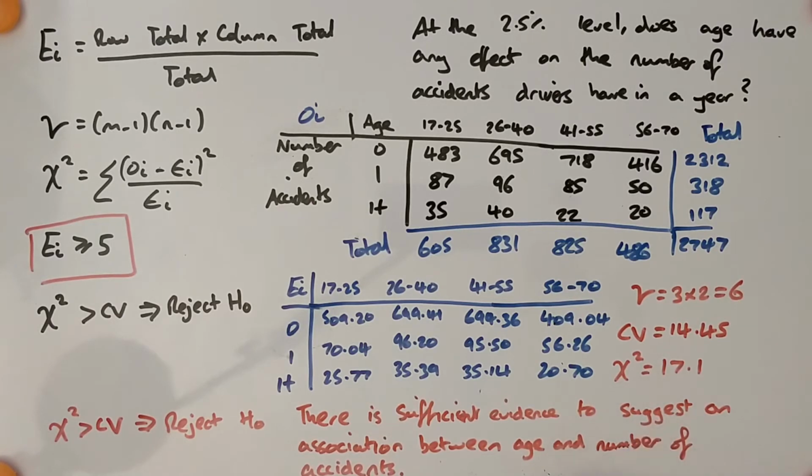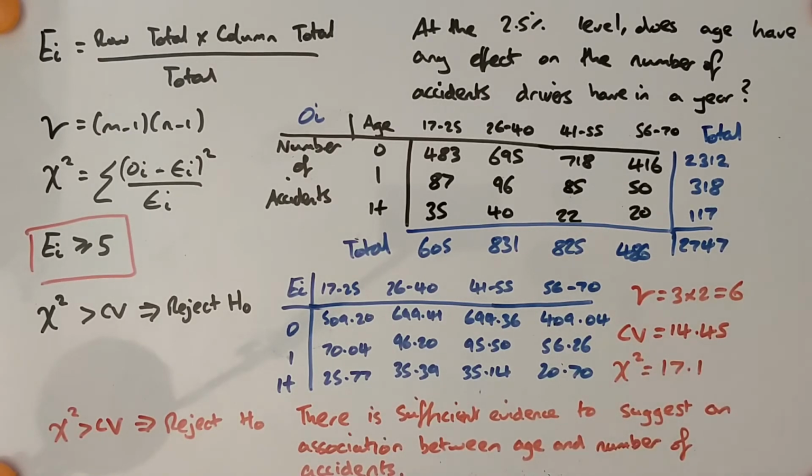Then I need to work out my degrees of freedom. This is a 4x3 table, so it's going to be 3x2, which equals 6. Find my critical value from the table, and I get 14.45.